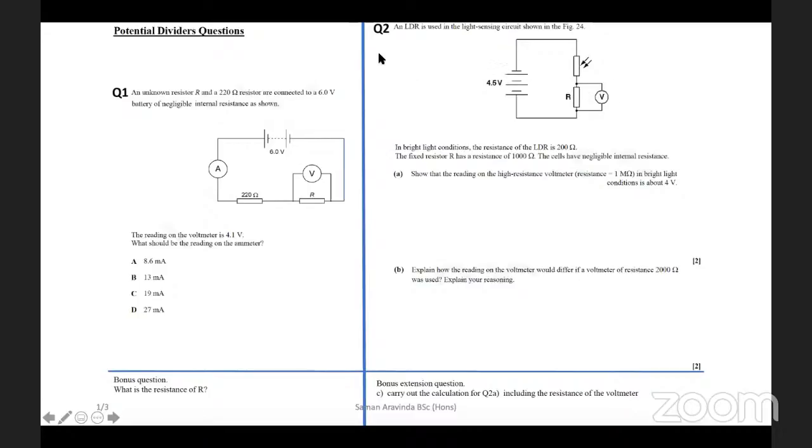Now that means the voltmeter resistance cannot be neglected, because it has a certain resistance, like 2000, and R is like 1000. If you have a certain potential difference across this, that will be based on the resistance of the voltmeter and the resistance of the fixed resistor. So how are these two connected? In parallel. So you find the parallel resistance and then find the potential difference across it. That will be read by the voltmeter.